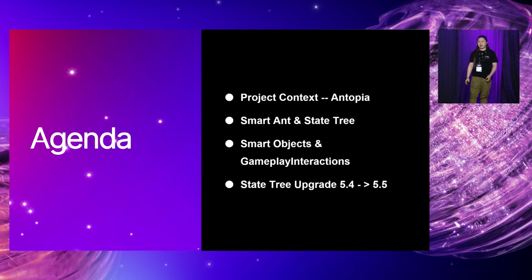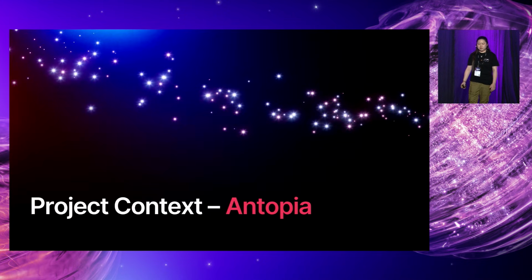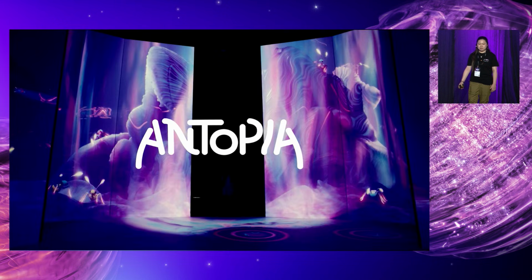Actually, how many people here have used StateTree before? It's quite half-half. It's kind of expected. Then after that, I will walk you through how to set up the smart object and gameplay interaction plugin, which offloads specific interaction logic into separate game smart objects for the agent to interact with. And at last, I will cover a little bit about what Unreal has upgraded on the StateTree from 5.4 to 5.5. So without further ado, let's dive into the world of ants.